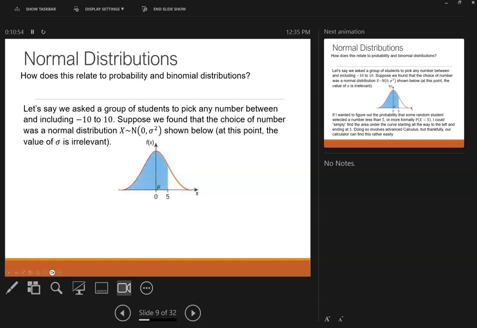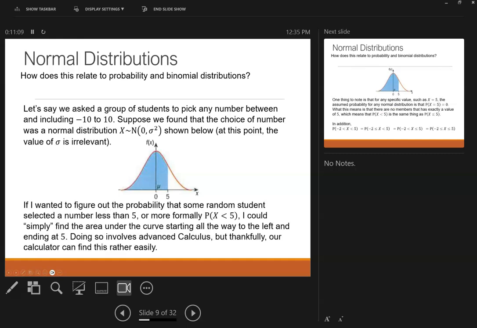So let's say we have a group of students and we're asked to pick a number between -10 and +10. Suppose we found that the choice of the number was a normal distribution. If you wanted to figure out the probability that some random student selected a number less than 5, so the probability x is less than 5, I could draw a picture of my normal distribution and then shade the area under the curve that's less than 5, so this spot in blue, and then I could try to calculate this area, right? That'll give me the same as the probability.